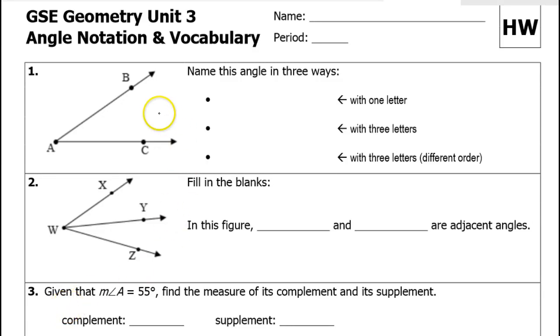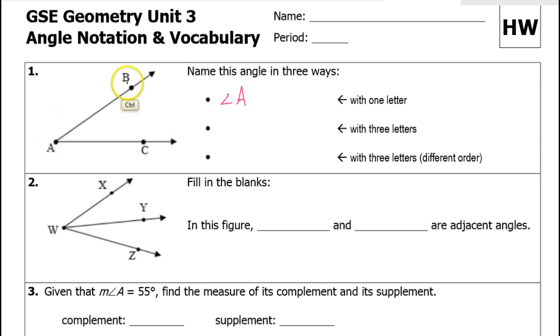This video is about angle notation and vocabulary. So looking at the angle pictured in problem number 1, there are 3 ways that we could name this angle. We could name it with a single letter, looking at the vertex, which is A, so we could call this angle A, like that. Or we could use all 3 letters, being careful to put the vertex in the middle.